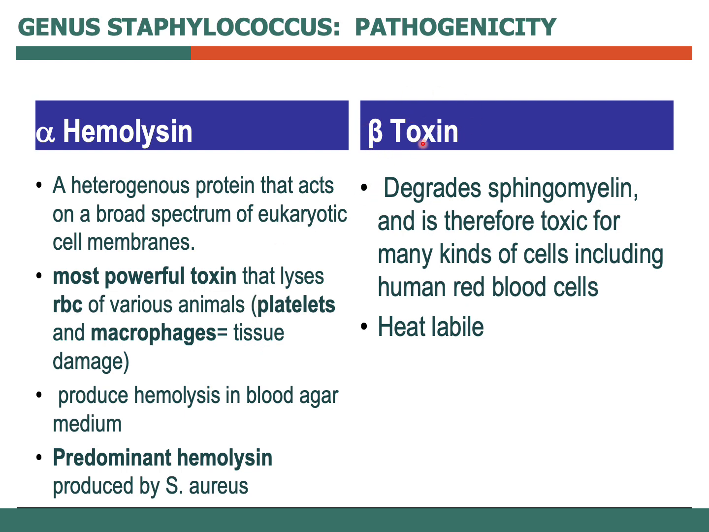So your beta hemolysin or your beta toxin, this degrades the sphingomyelin and therefore is toxic to many kinds of cells, including red blood cells. Your beta toxin is believed to work in conjunction with your alpha toxin, and these are heat labile toxins. So it catalyzes the hydrolysis of membrane phospholipids, resulting in cell lysis.